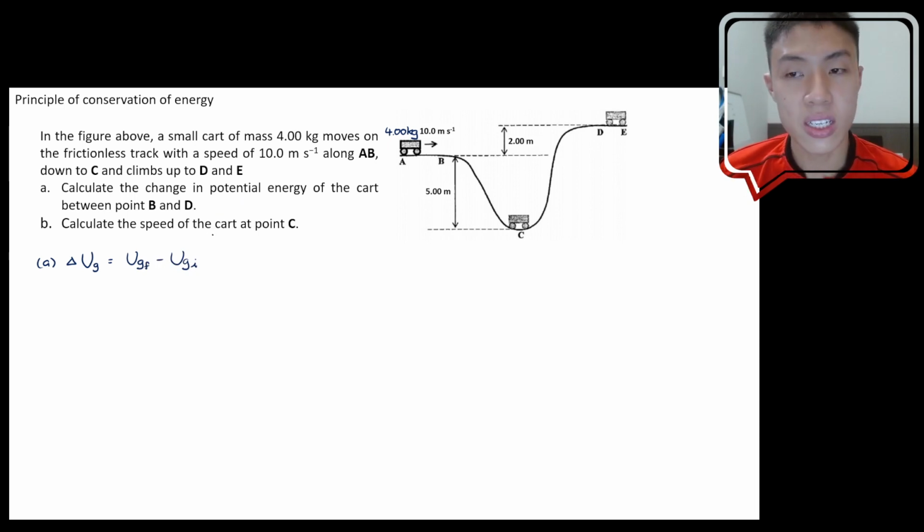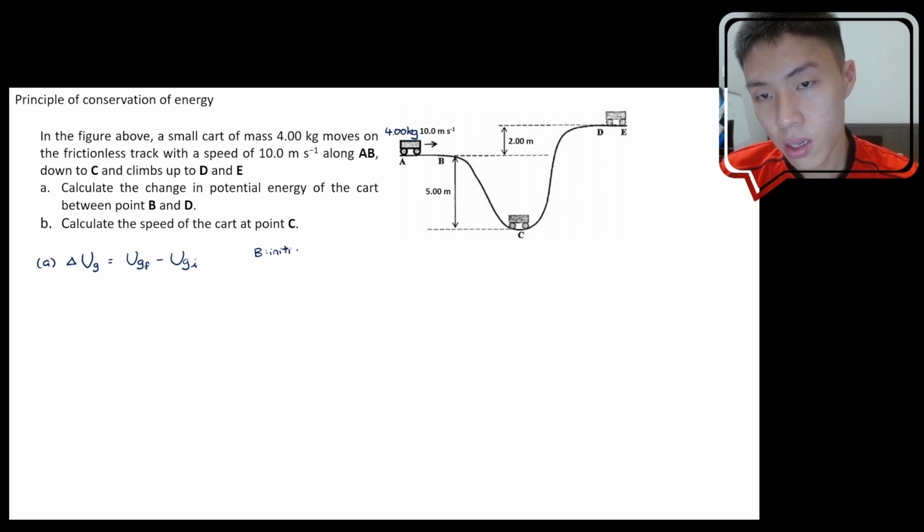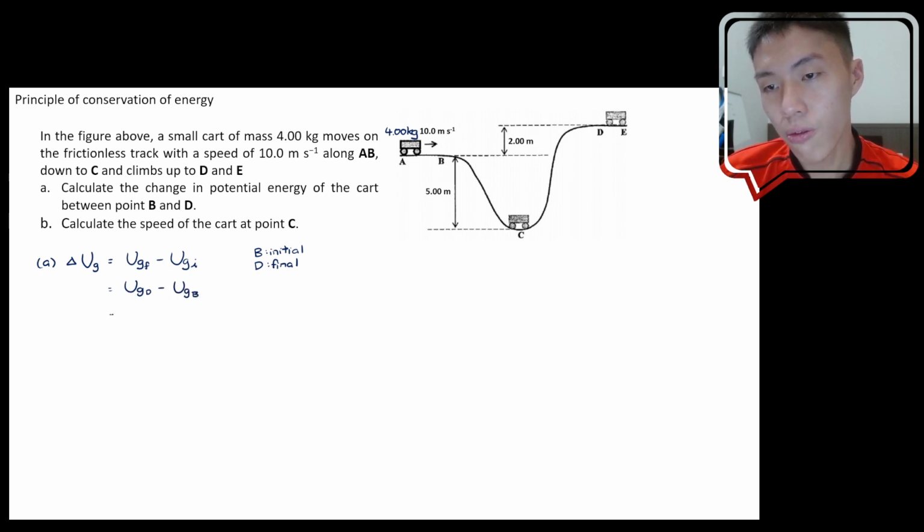Our final destination over here is D. Our initial point is B because we travel from B to D, right? So let's write it down. B will be your initial position, whereas D will be your final position. Okay, because of that, you can change it to become UGD minus UGB. Okay, so how do you find the gravitational potential energy? It's just mgh. So this one is mghD, whereas this one is mghB.